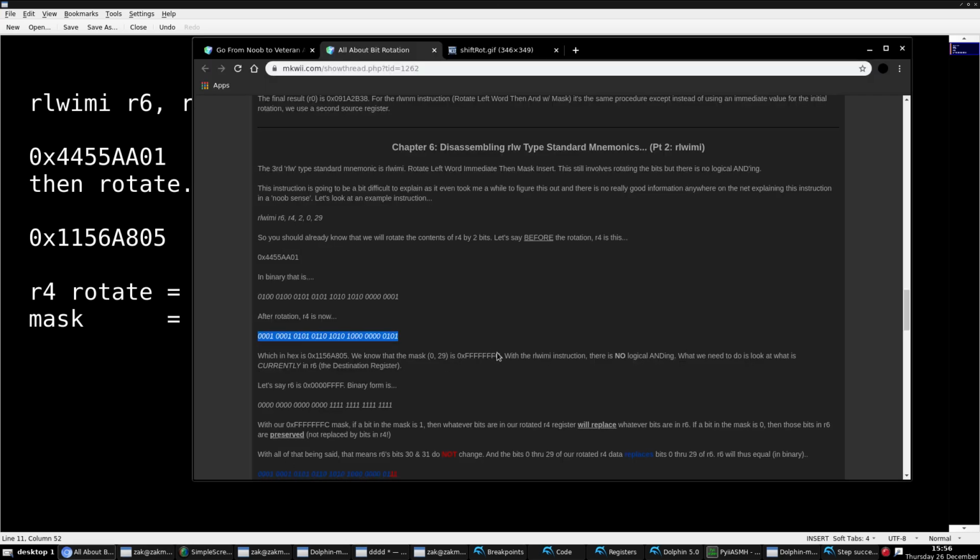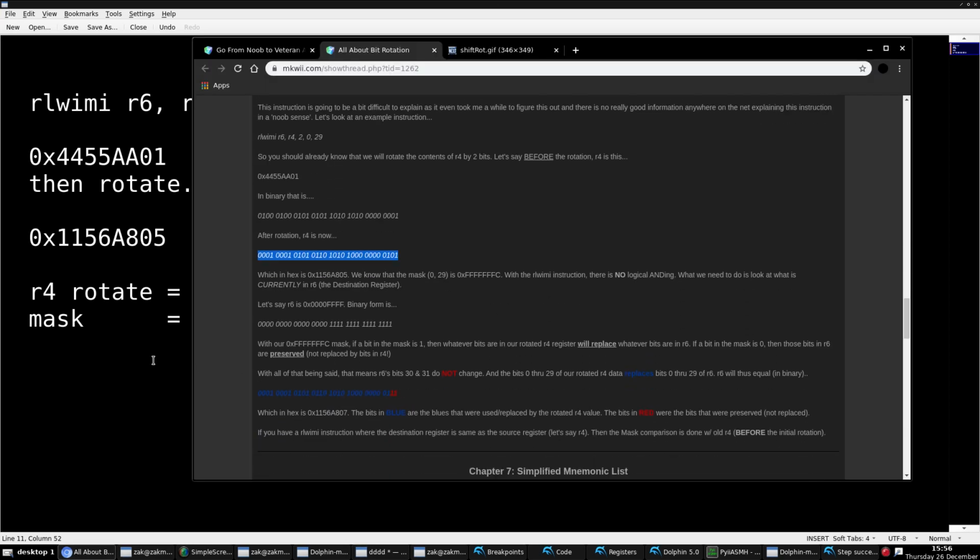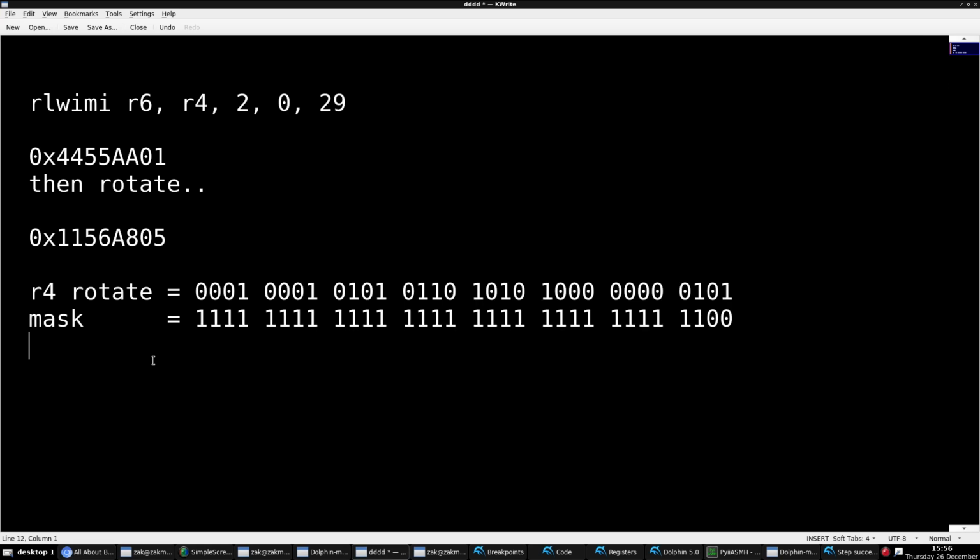Now, what do we do? Okay, we got our rotated value, we got our mask. We don't do logical ANDing, so what do we do? We need to look at the original value of R6 before this instruction gets executed. So let's say R6 has this value.